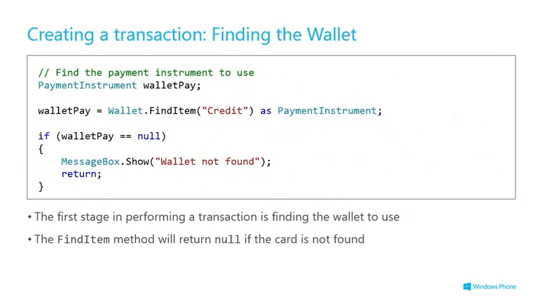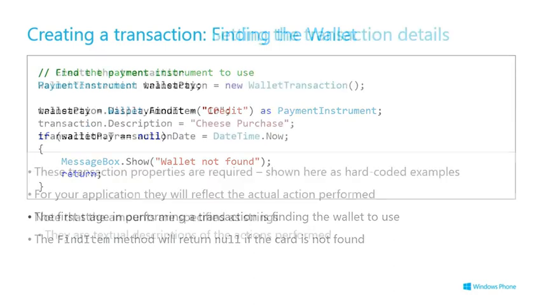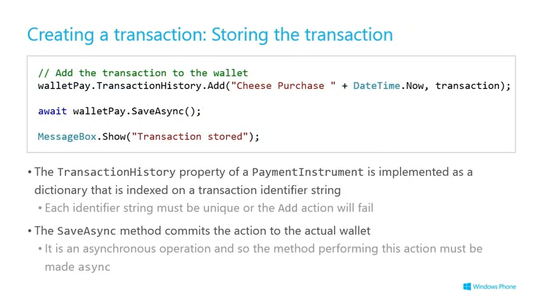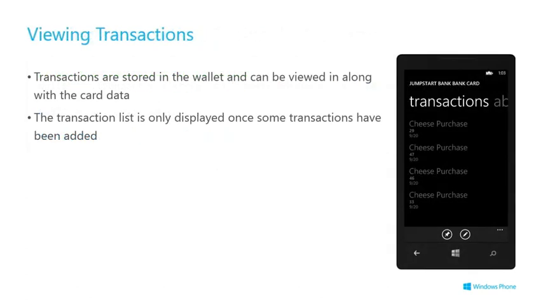So creating a transaction, you've got to find the wallet first, right? You've got to find the item. So transactions are attached to a wallet item. Absolutely. So your first stage is to actually go and find that particular wallet item. Right, so you find the wallet item, and then we're going to create a wallet transaction, and then you add that to the card. Excellent. That's easy enough. And then storing it, you've added that transaction history. So you add it to the transaction history. You save async. This is pretty simple stuff.